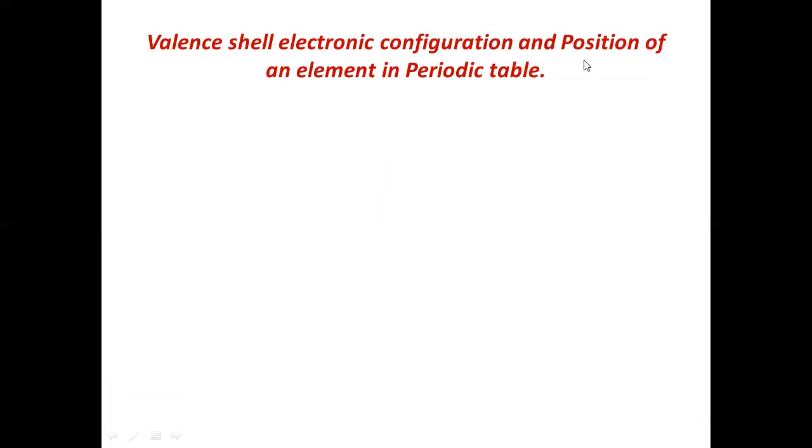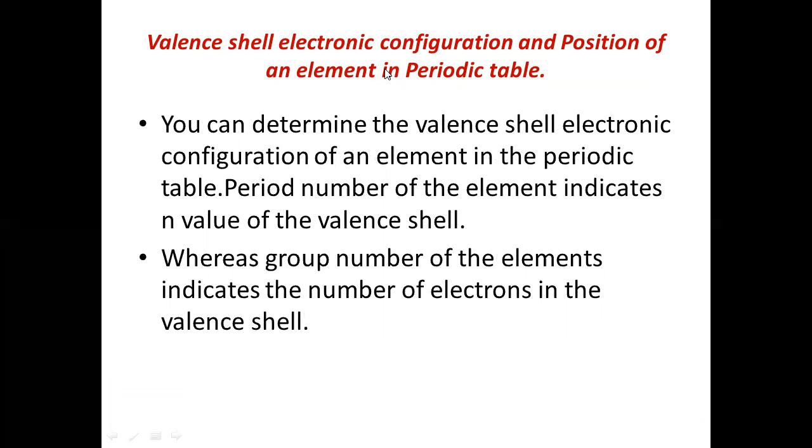Valence shell electronic configuration and position of an element in the periodic table. You can determine the valence shell electronic configuration of an element from the period number of the element, where the n value and period number are the same, and from the number of electrons present in the outermost shell. We can identify the electronic configuration of an element.